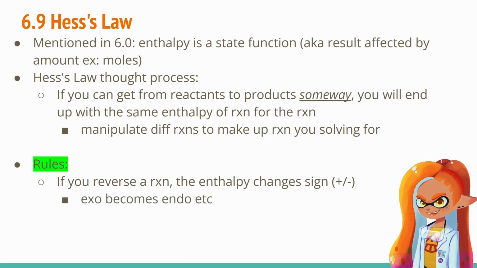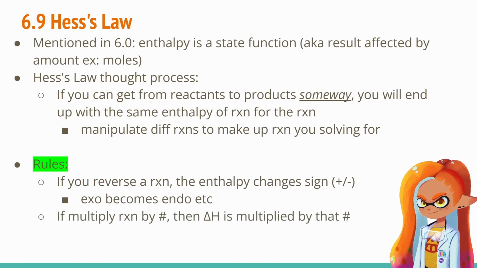The other rule, so yeah, exo, endo, tomato, you know. If you're multiplying a reaction by a number because I need like 2 of those or 3 moles of that reaction, then you have to multiply that delta H also by that number. So if I needed, let's say, 5 moles of that reaction, that means that delta H reaction is going to be multiplied by 5. So that's just literally math.